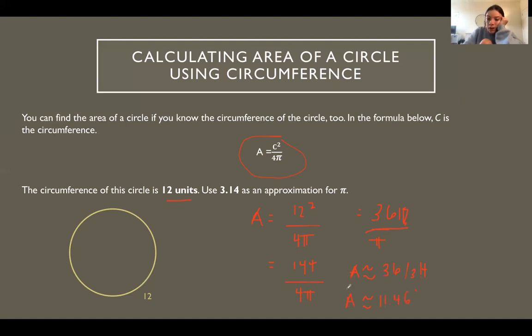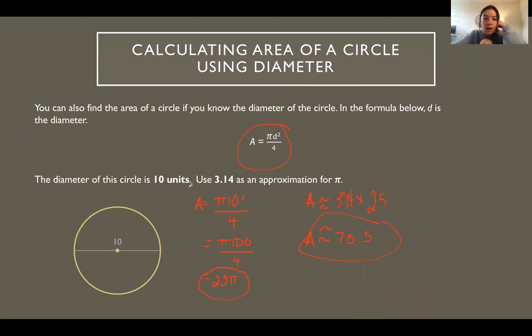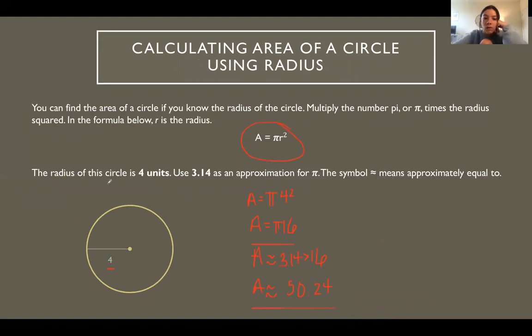So these are just formulas you may be given or you may want to memorize, but when you're given a problem and you're asked to solve for the area of the circle, you're going to want to look at what is given to you. So if they give you circumference, you're going to use this formula. If they give you the diameter, you're going to use this formula. And if they give you the radius, you're going to do this formula.